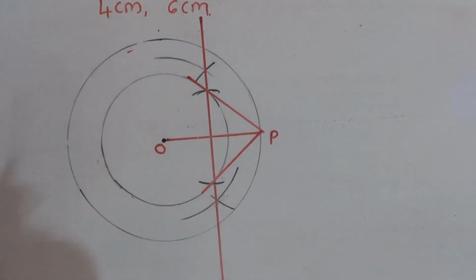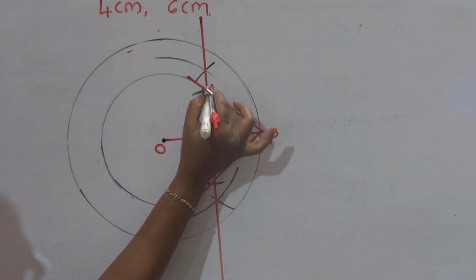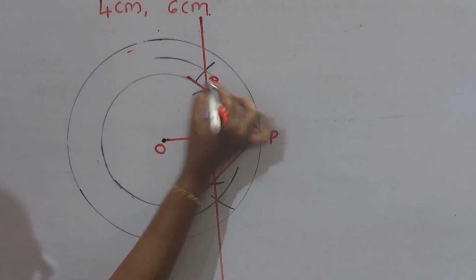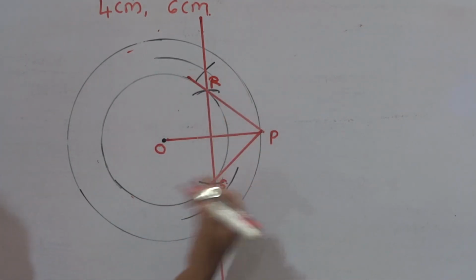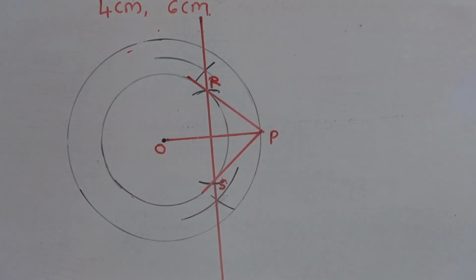This is the second tangent. Now we can name these two tangents. Let this be R and this is S. Now PR and PS are the required tangents.